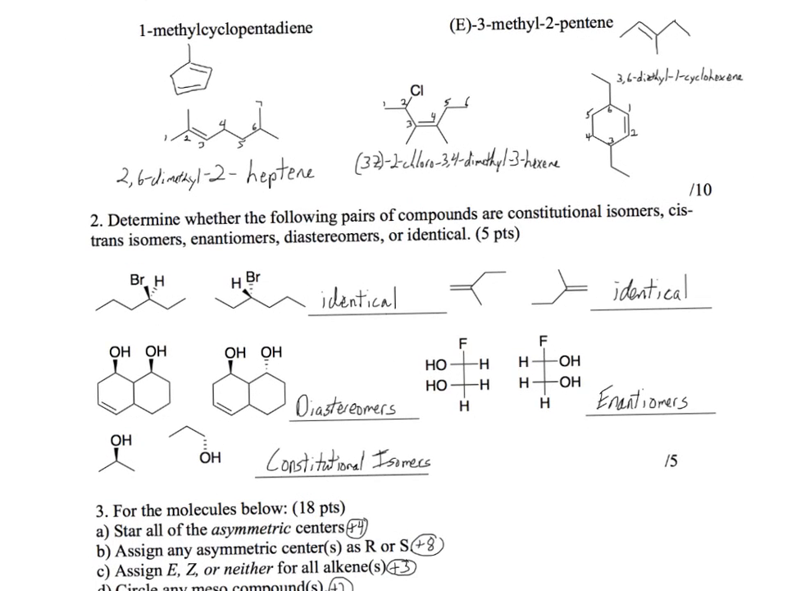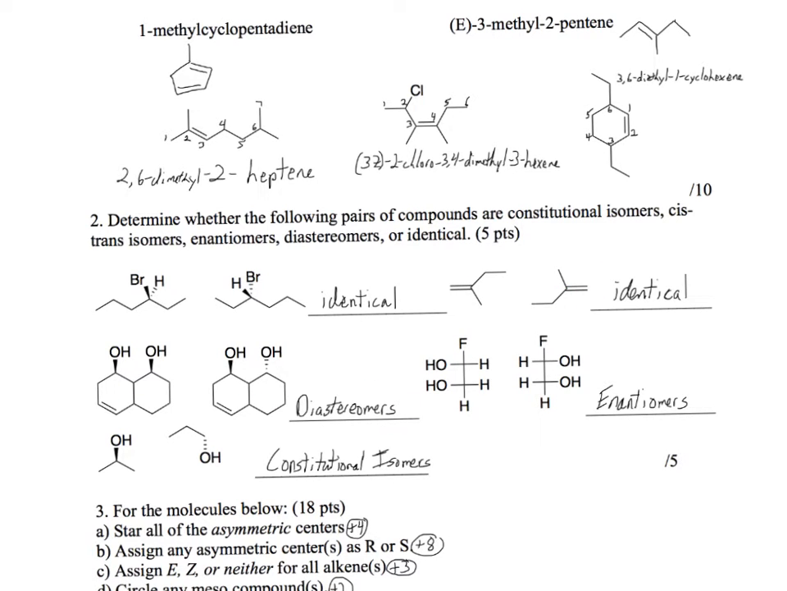Number 2, kind of looking at these things and being able to identify what they are to each other. So in this case, these two are identical. These two are identical. Be careful. You got to do the R and S here. So we flipped around these things. You got to do the R and S. Again, two things are identical.